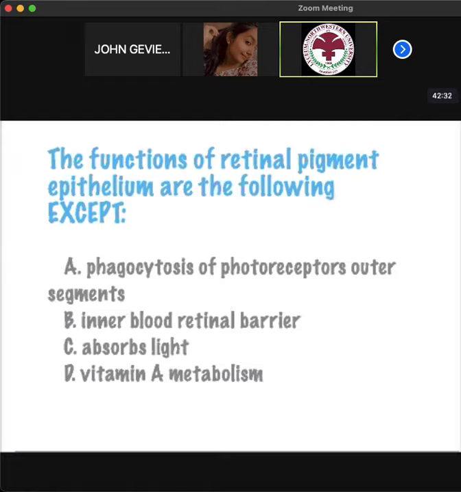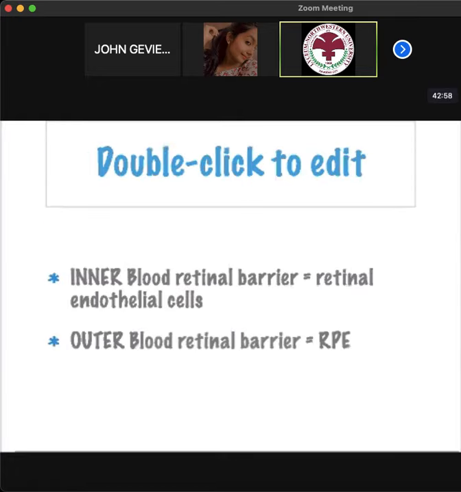So the inner blood retinal barrier is the what? Your inner retinal blood barrier would be your retinal vessels, the endothelial cells of the retinal vessels. The outer blood retinal barrier, that's your RPE. So remember this.